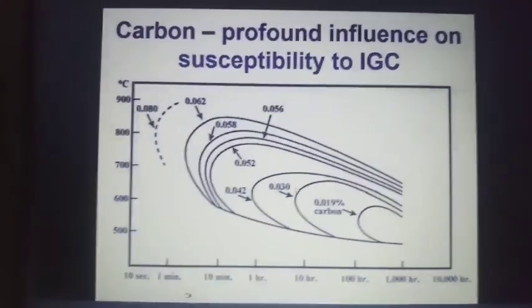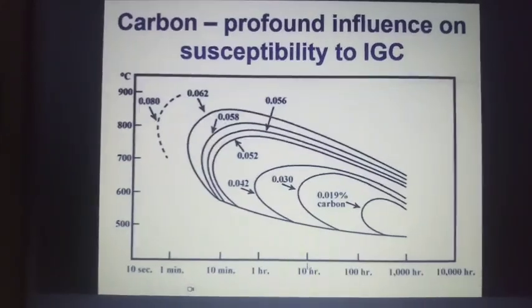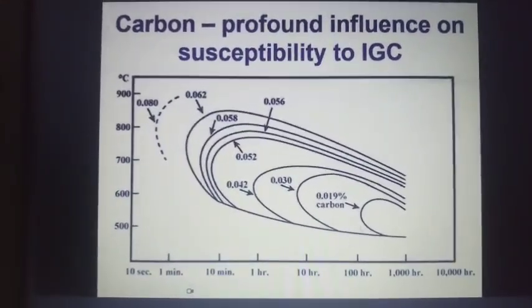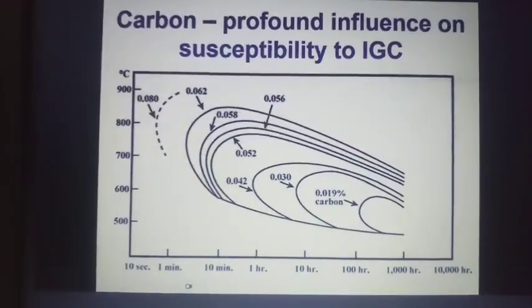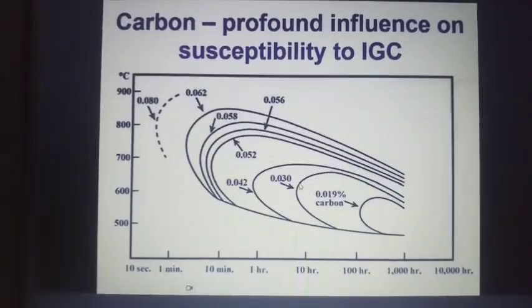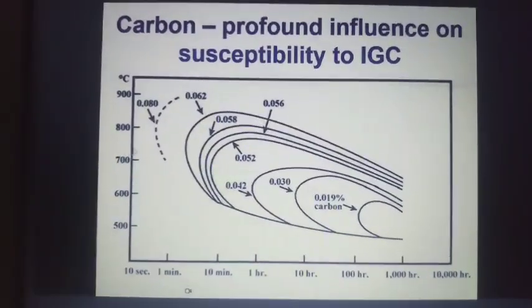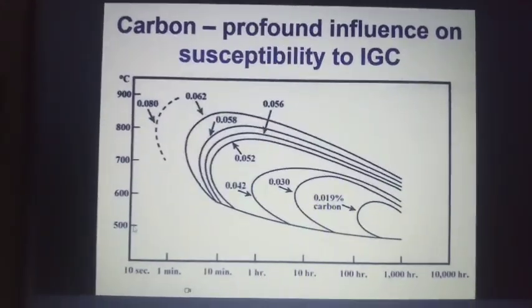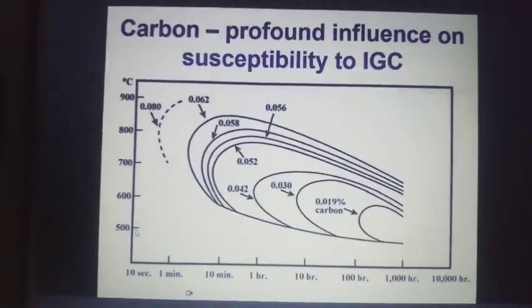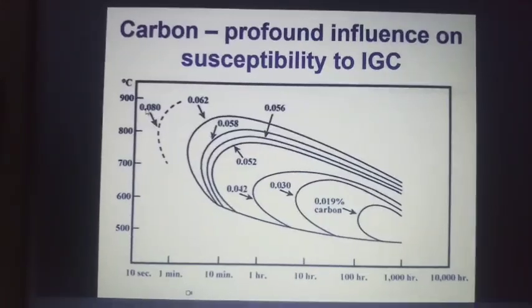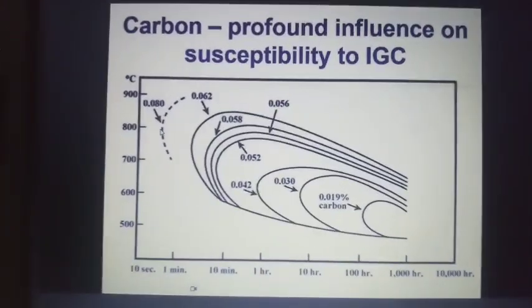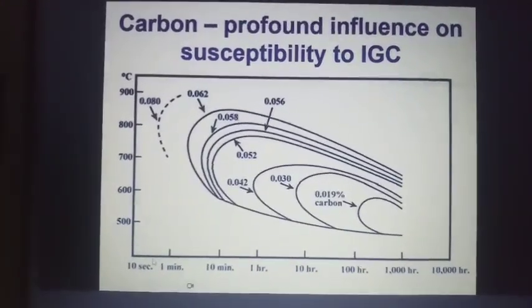Like 10 hours you can take. At 0.03, you can take 10 hours to cool. And if it is 0.02 or 0.019, then you can take 100 hours. So basically, when you reduce the carbon, you can cool slowly between 800 to 400. When you have high carbon, then you don't have the luxury. You have to cool very fast.